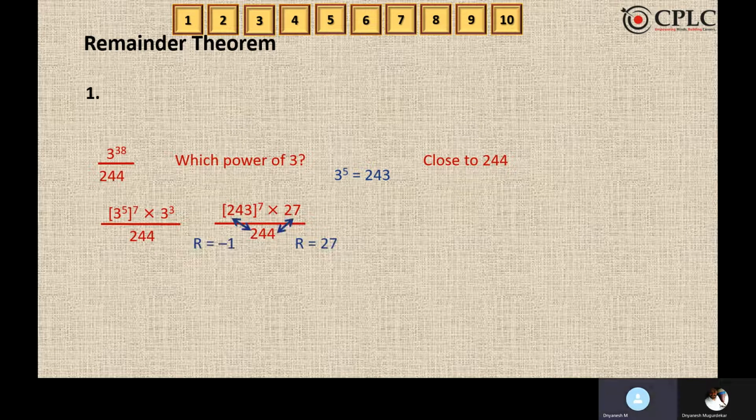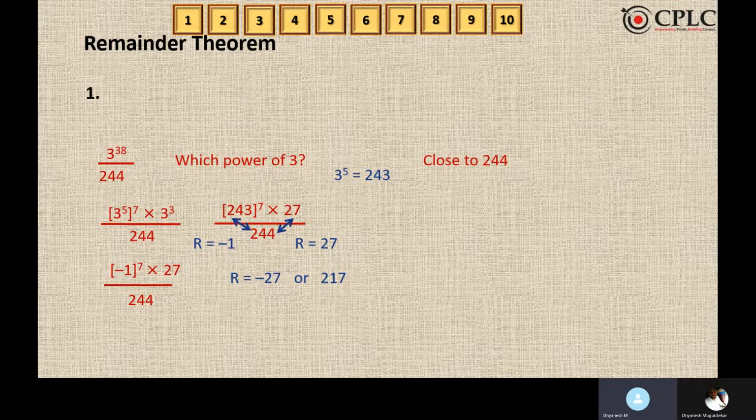On the right side, 3 cube, which is 27. 27 divided by 244, you get the remainder 27. In between there is multiplication, minus 1 into 27. So the final remainder is either minus 27, or the positive remainder will be 244 minus 27, which gives you 217 as the answer.